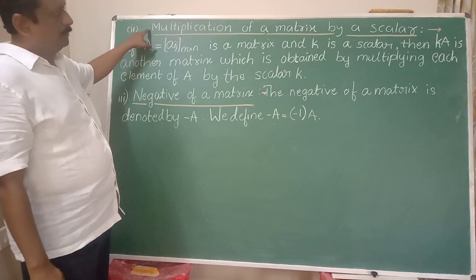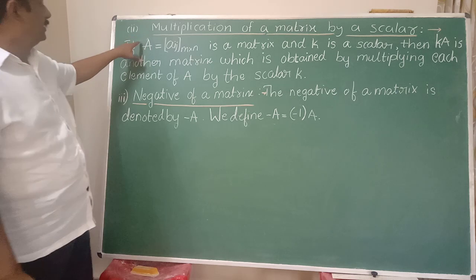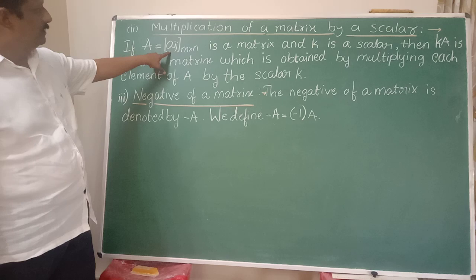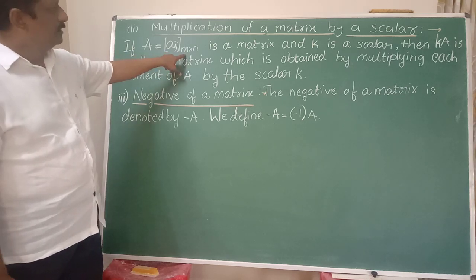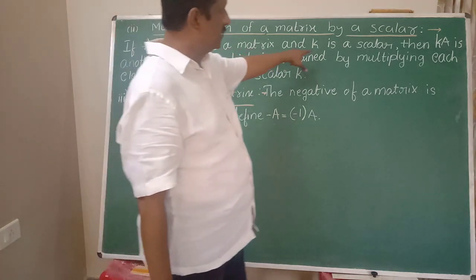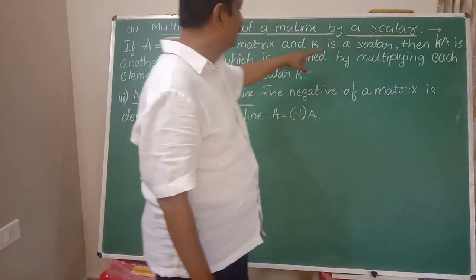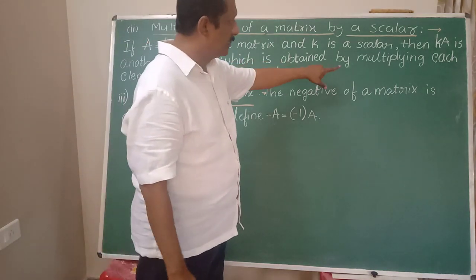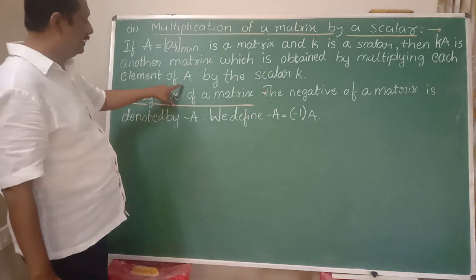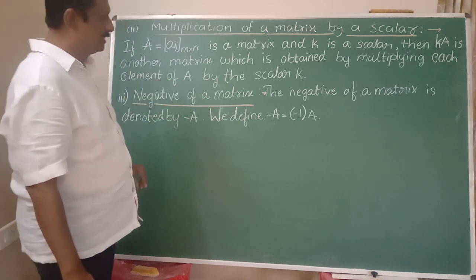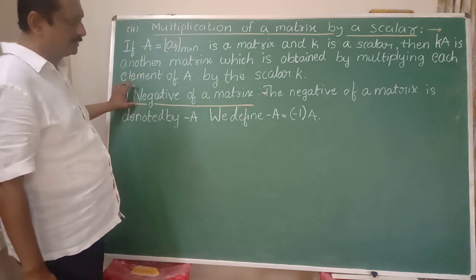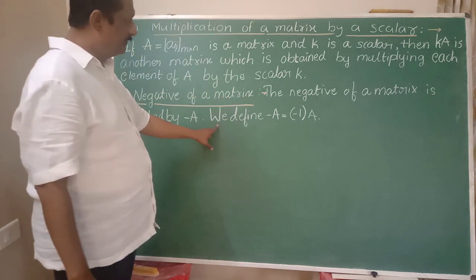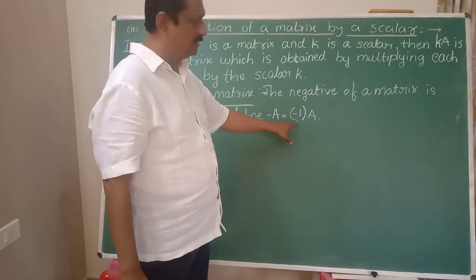Second, multiplication of a matrix by a scalar. If A = [aij] is a matrix of order m into n, and k is a scalar quantity, then k into A is another matrix, which is obtained by multiplying each element of A by the scalar quantity k. Similarly, the negative of a matrix is denoted by minus A. We define minus A is equal to minus 1 into A.